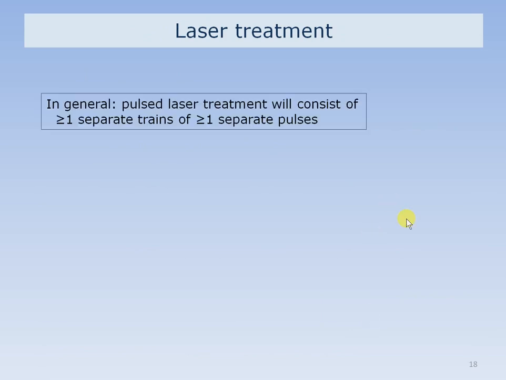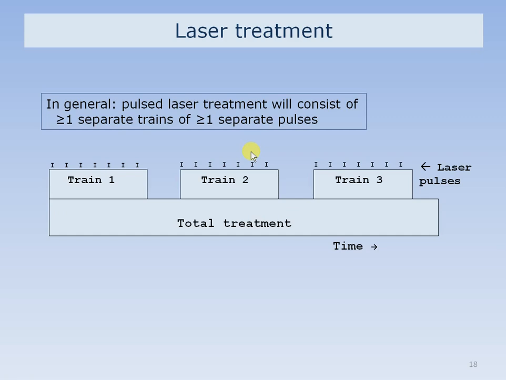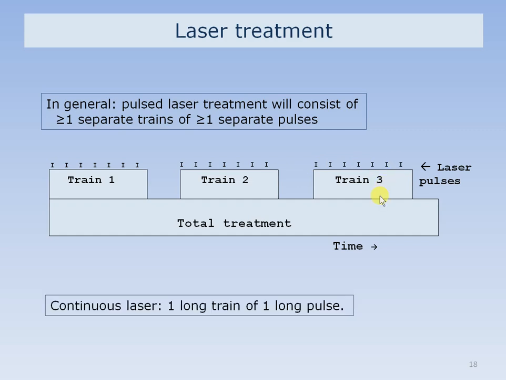In order to treat the laser treatment in our computer program, we consider a laser treatment consisting of a lot of trains, separate trains of pulses, and this is the total treatment. Here we have the trains with pauses in between, and each train contains a lot of pulses. And of course, for continuous lasers, you can calculate one long train or one long pulse.